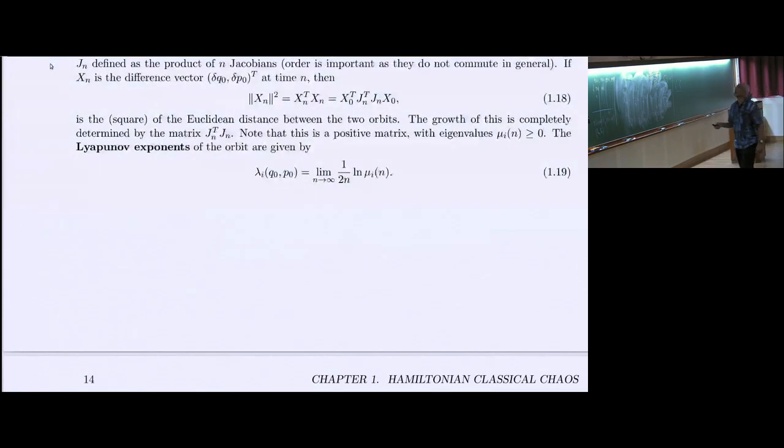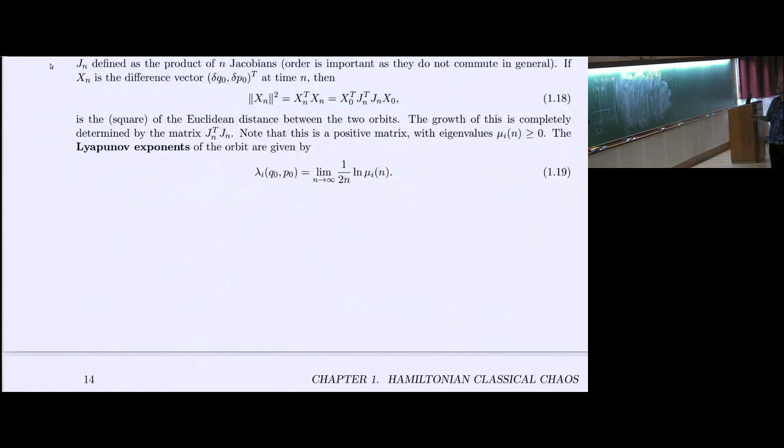And therefore, the eigenvalues of this matrix J_n transpose J is telling you something about the stability of that particular orbit which you started out from, that central orbit. So if those eigenvalues, and this is a positive matrix, it's a positive matrix because you've taken a matrix, taken its transpose and multiplied by itself. It's a real matrix, it's a positive symmetric matrix, and it's got positive eigenvalues.